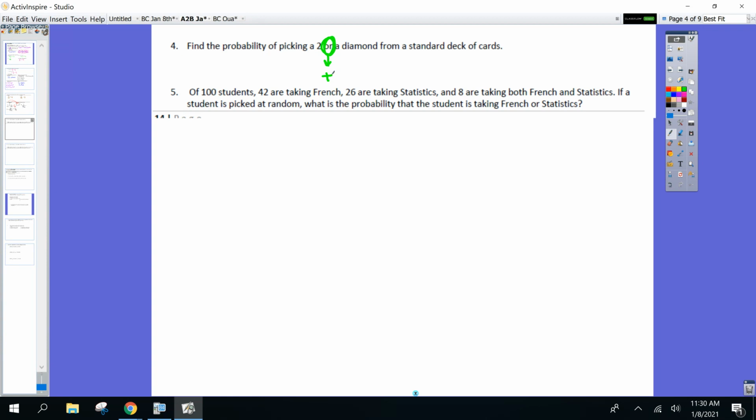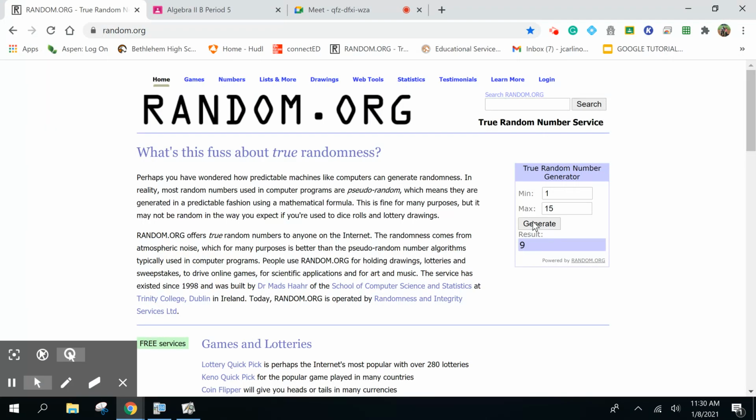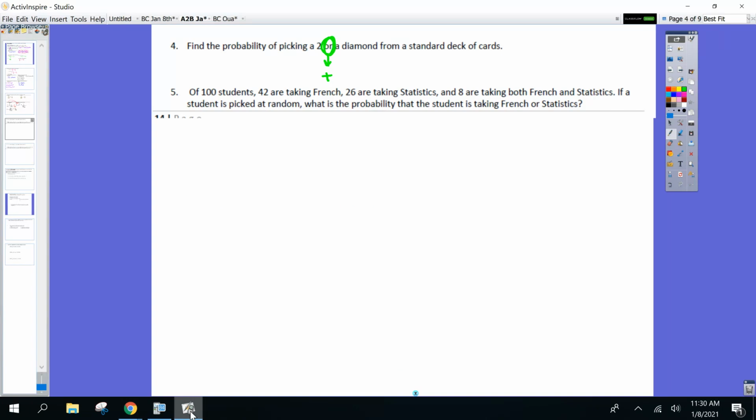Okay, everyone think, picking a 2. Somebody's going to give me the probability, picking a 2 out of the deck. Dan, here we go. How many 2s are in the deck of cards? 1 for every suit. There's a 2 of hearts, 2 of diamonds, 2 of spades, and 2 of clubs. 1 2 for every suit there is.